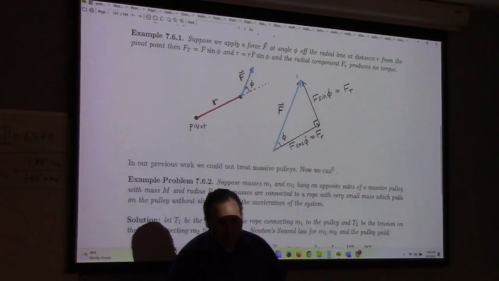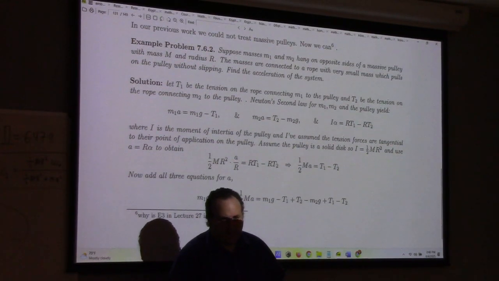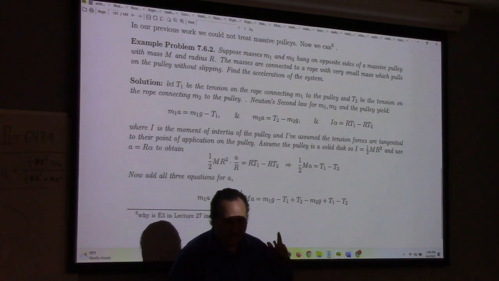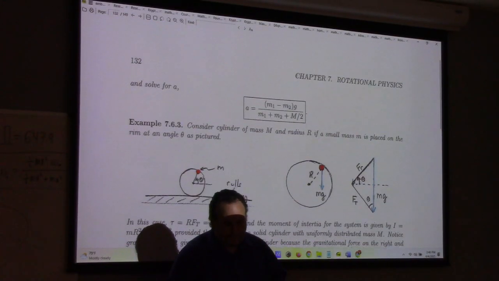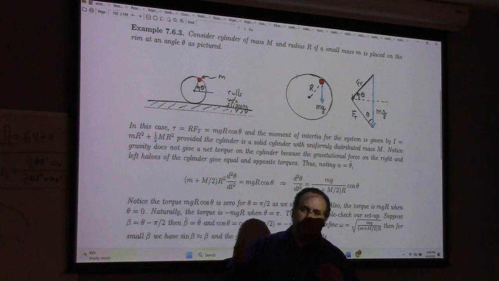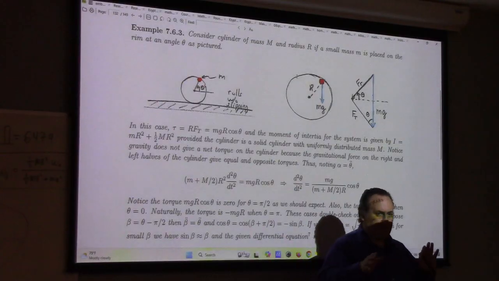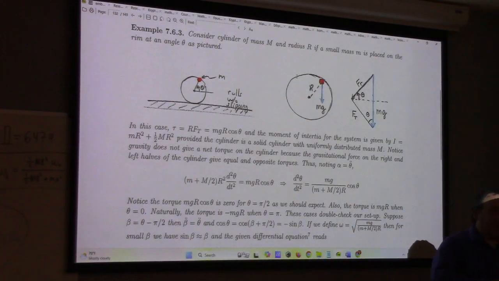Here is a problem which I'll come back to another day, guys. I'm not going to do this one today. The one I'm skipping past is the Atwood problem, but the pulley's massive. I want to take maybe 15 minutes to work that out on a different day. Since I've got the projector out, I'd rather talk about this one today.